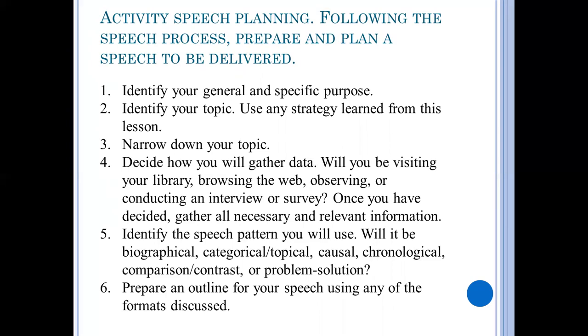And then after that, you may prepare an outline for your speech using any of the formats discussed. Again, we have two suggested formats. We have the table format and the listed format. You may choose between the two formats that we have discussed in the lesson.